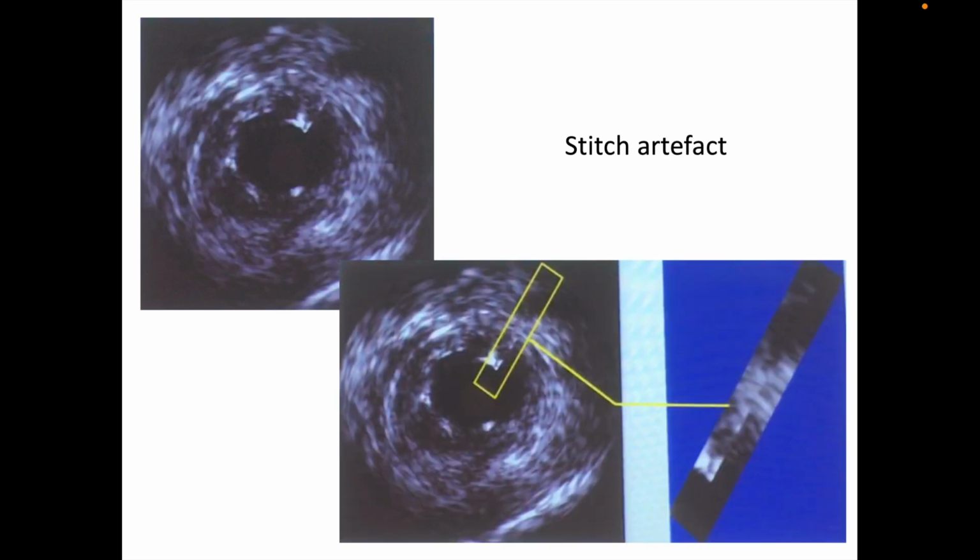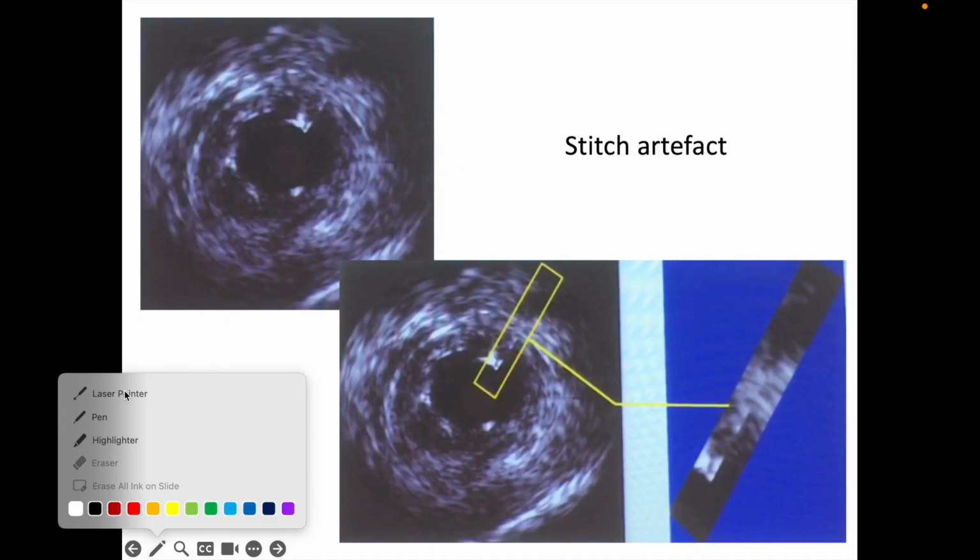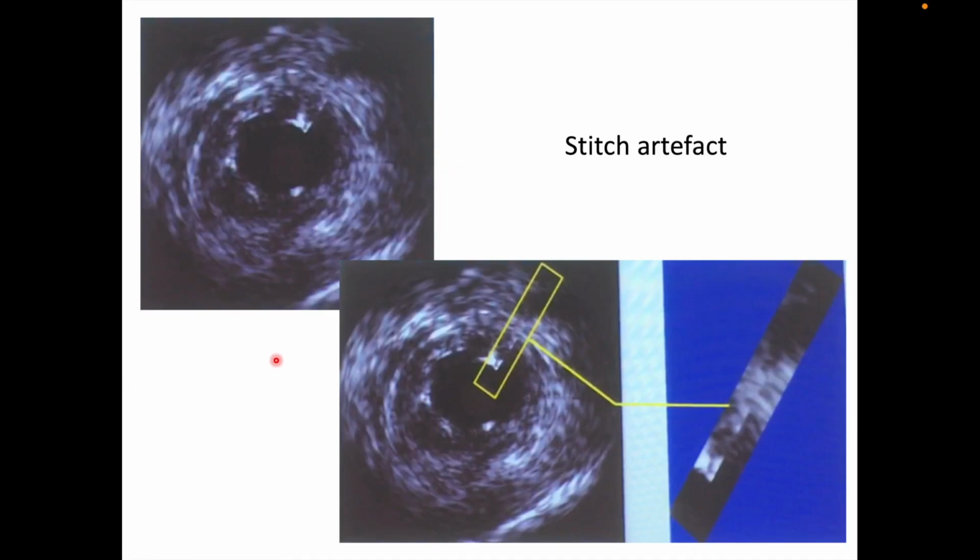Now, what is a stitch artifact? Stitch artifact is seen only with the rotational IVUS catheters. That is the Boston catheter, and not with volcano catheter. What happens is with the single transducer, it revolves 360 degrees and then forms the image. And when it is moving 360 degrees, it has to stitch the visibility from all angles, so it has to stitch them to form one image.